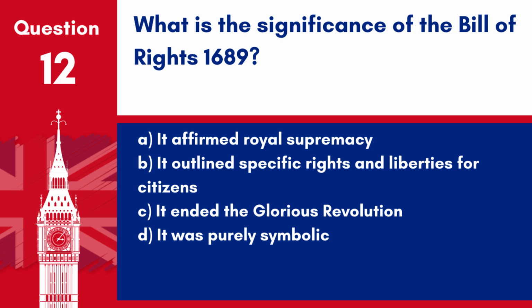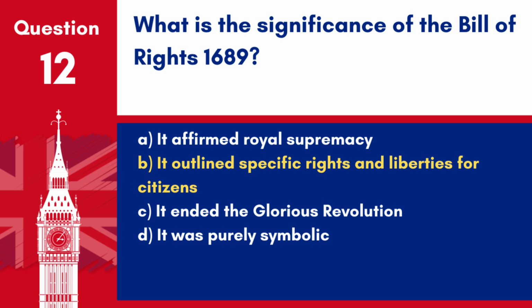Question 12. What is the significance of the Bill of Rights 1689? A. It affirmed royal supremacy. B. It outlines specific rights and liberties for citizens. C. It ended the Glorious Revolution. D. It was purely symbolic.